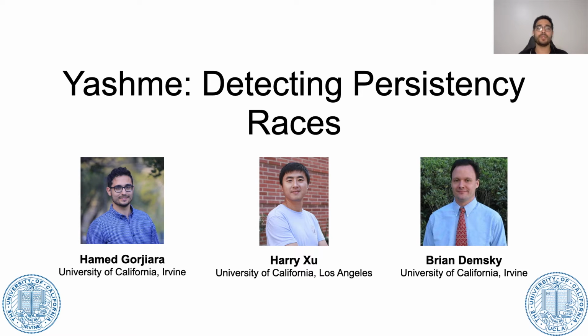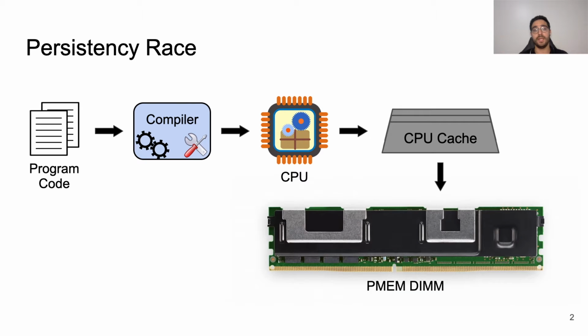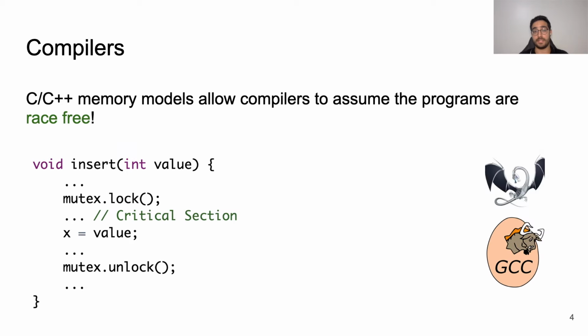In this talk, I'll briefly introduce Yashme, which is designed to automatically detect persistency races in programs. This is a joint work with Hariju from UCLA and Brian Demsky from UC Irvine. During this talk, I present a new class of persistency bugs that we call a persistency race, which arises because of the interaction between compiler optimizations and persistent memory.